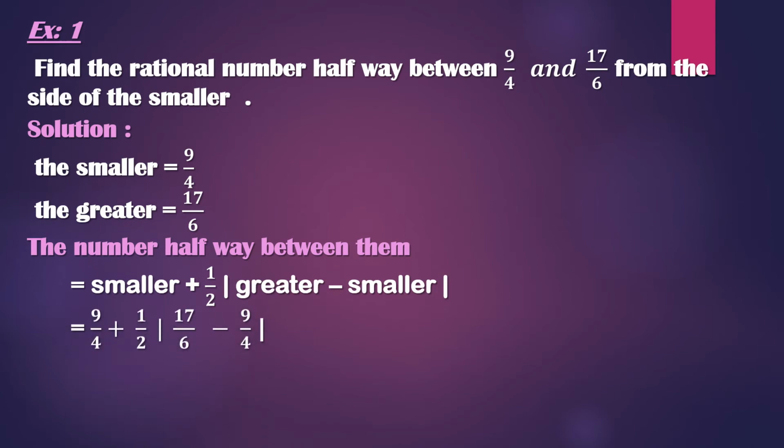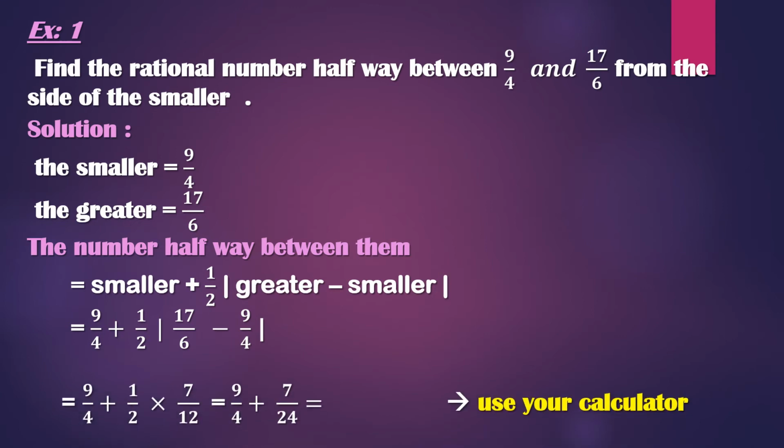So we have 9 over 4 plus 1 over 2, absolute value of 17 over 6 minus 9 over 4, which is equal to 9 over 4 plus 1 over 2 times 7 over 12, equal to 9 over 4 plus 7 over 24. By using your calculator to check the answer, you get 61 over 24. So 61 over 24 is the number that lies halfway between 9 over 4 and 17 over 6 from the side of the smaller number.